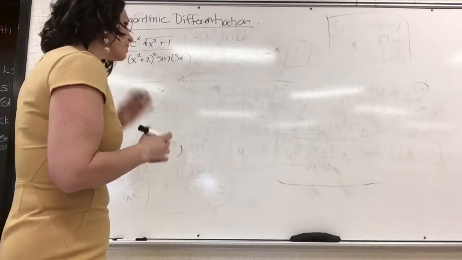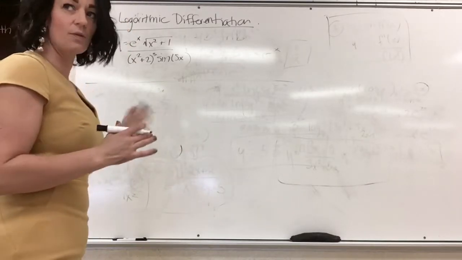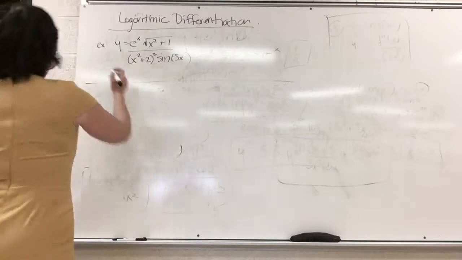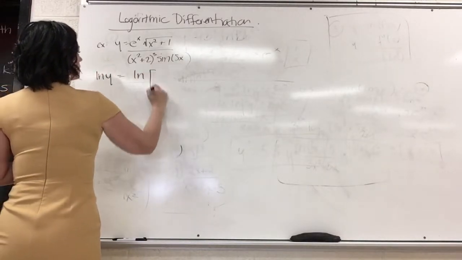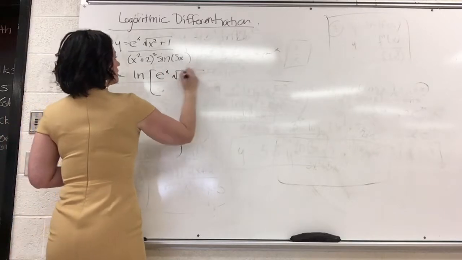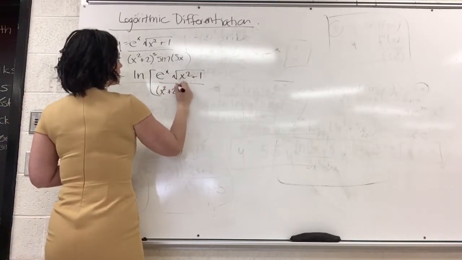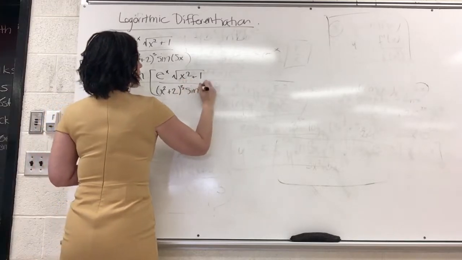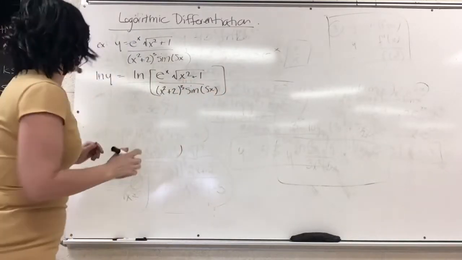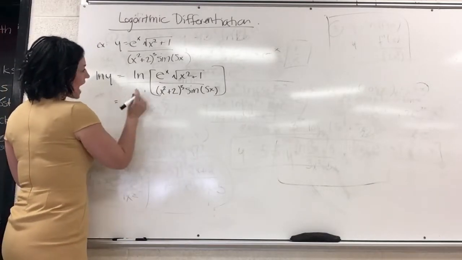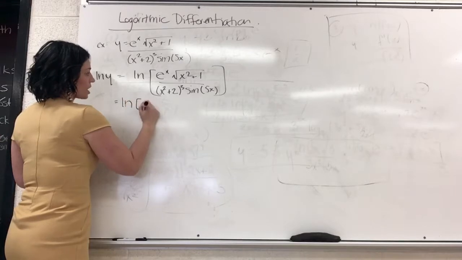So what we do when we're doing logarithmic differentiation is we take a very complicated function and we apply the natural log to both sides. And the next thing we do is we use laws of logs to simplify this, okay? So law of logs tells me if I have two things divided, I can write them as a subtraction. So let's just start with that part.